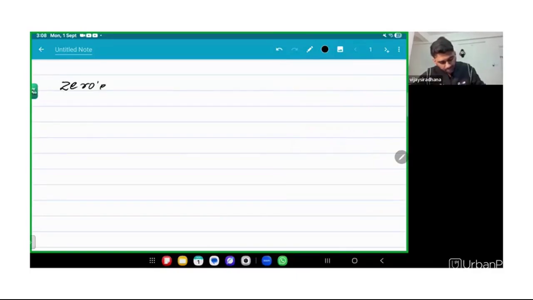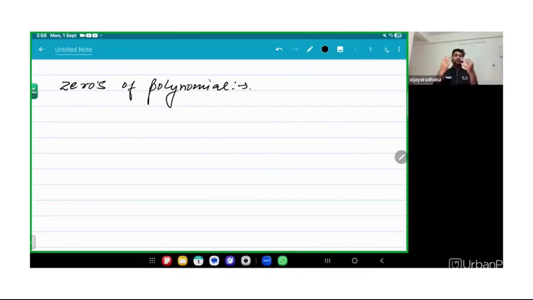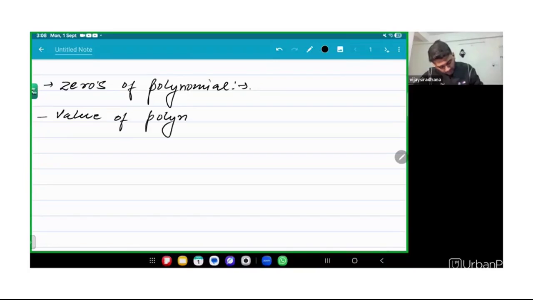Zeros of polynomial. Now, student, before starting the zeros of polynomial, we should know what the value of the polynomial is. What will be the value of the polynomial? This is a subtopic inside the zeros of polynomial. So, value of polynomial.